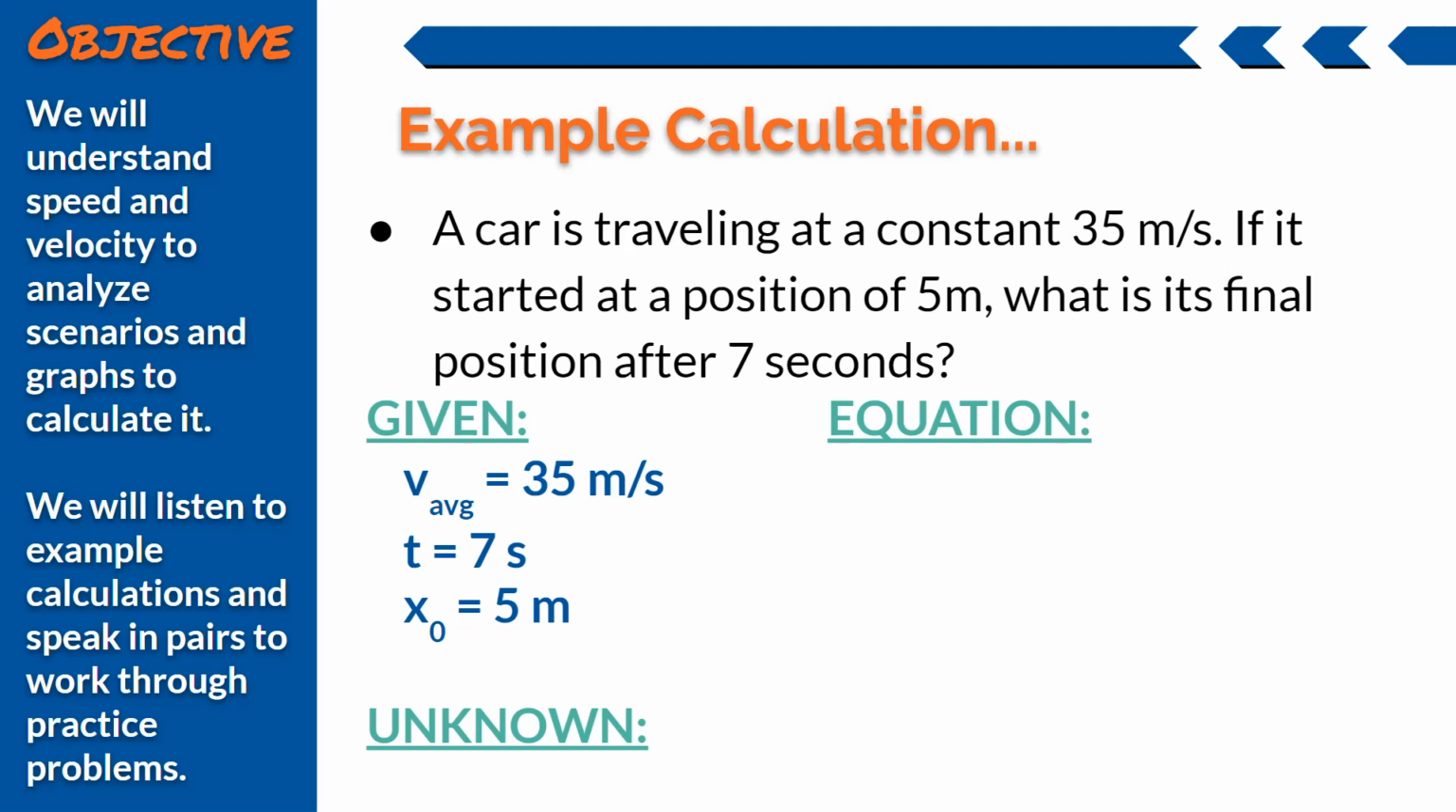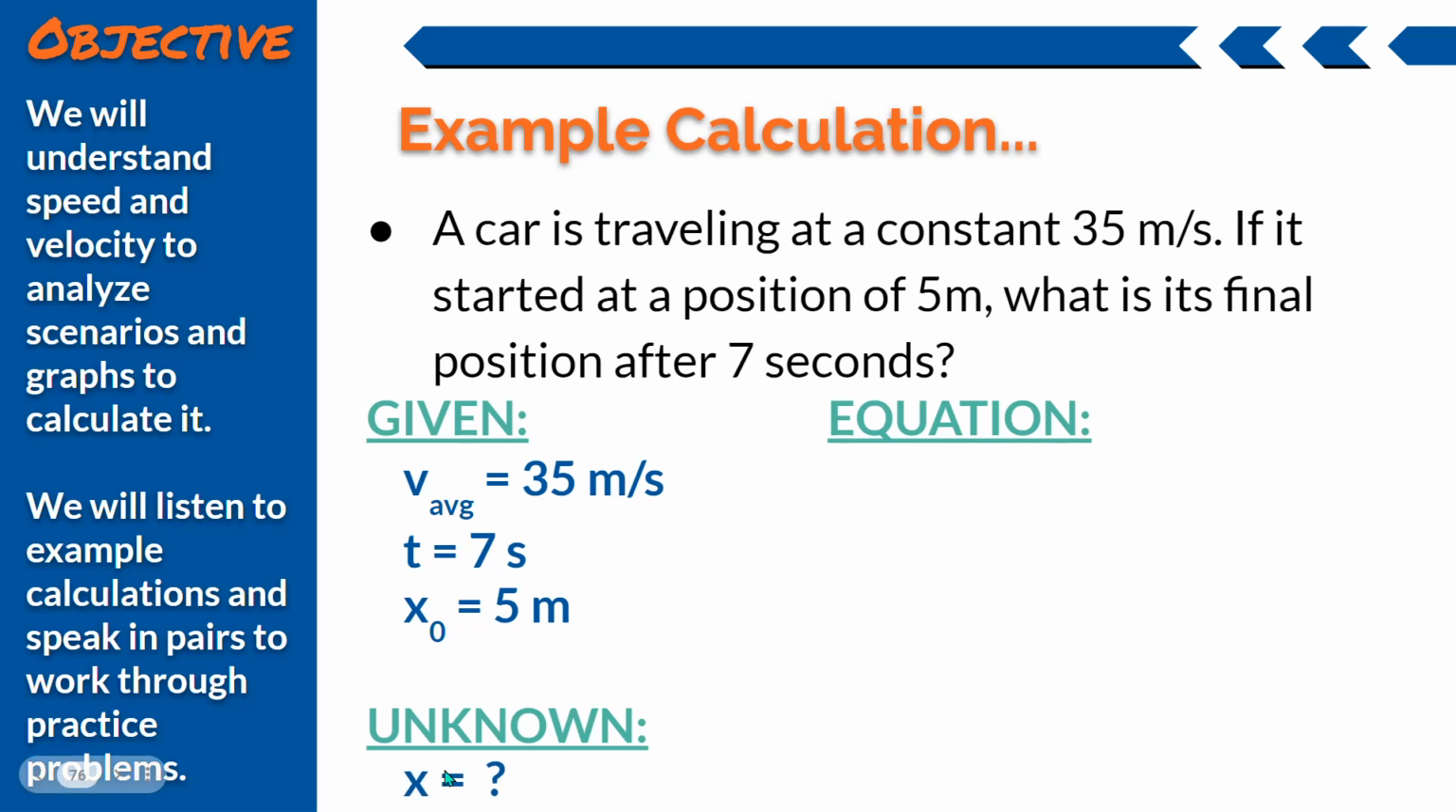If you hear me say V naught, it means V sub 0. T naught, same thing. You'll see that little subscript 0 on here. It just means starting time, or starting position, or starting velocity. Okay, but that's how it's read. So that's what we have, and we're looking for final position. What is its final position?